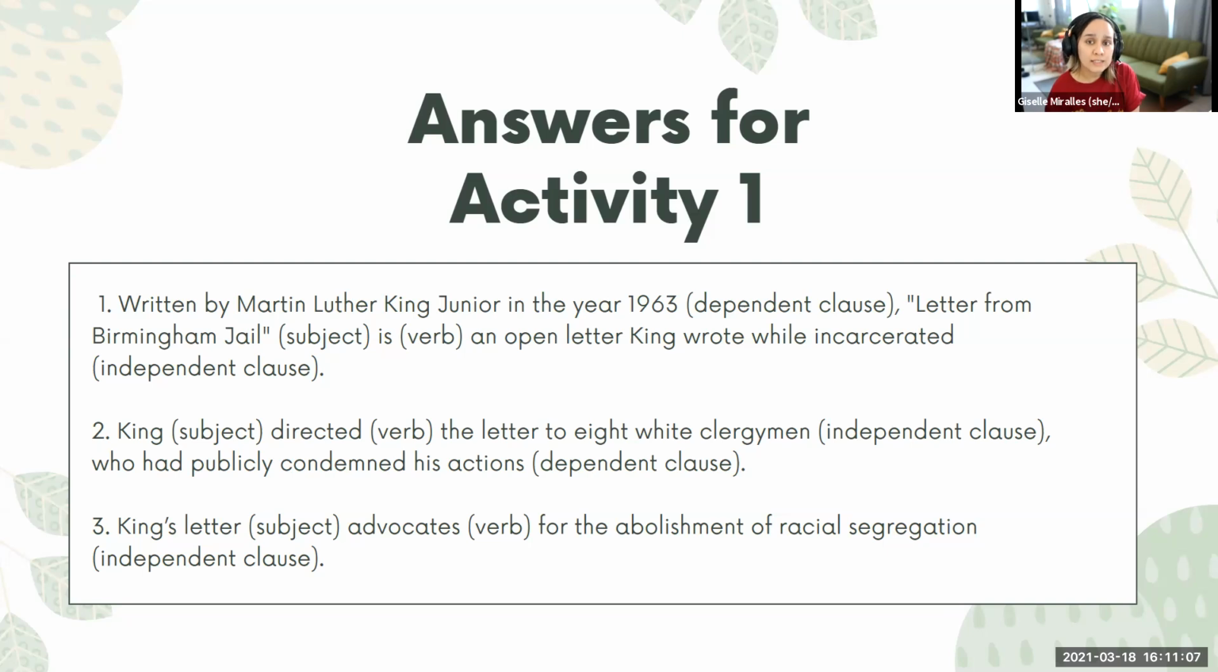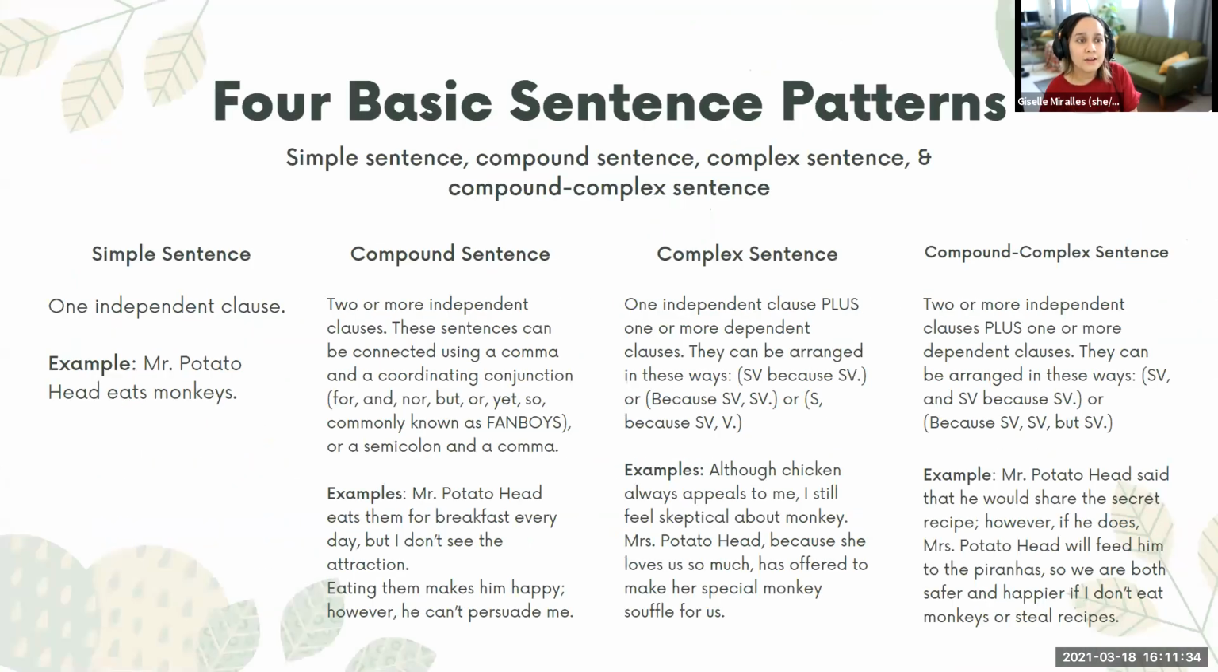King's letter is the subject, so not King, but the letter, because the letter is what is doing the action in this sentence, and the action is advocates, which is the verb. So King's letter advocates for the abolishment of racial segregation. I will be talking about the differences between these sentence patterns because there are different sentence patterns here, and I will talk about that in this next slide, where there are 4 basic sentence patterns.